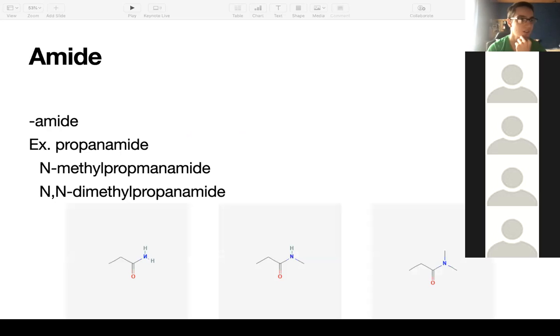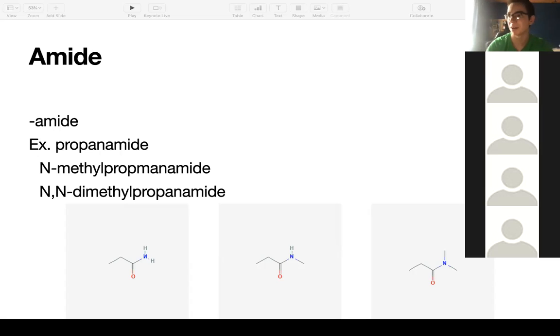So the next functional group we're going to go over are amides. Amides are kind of fun, kind of not fun. Once you get the hang of them, they're not all that bad. We indicate it's an amide by the suffix amide. So let's look at this first one. They're all drawn at the bottom, but I'm going to redraw them.